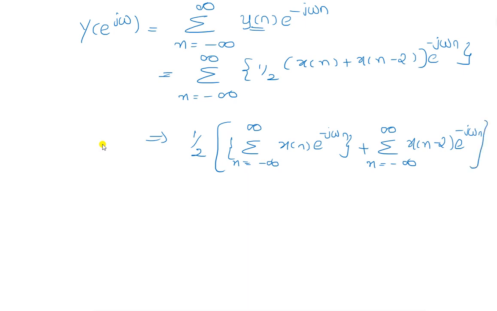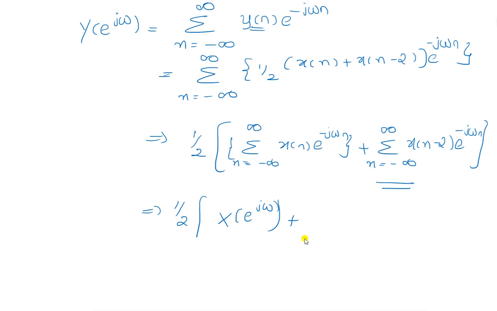Now this can be written as 1 by 2. This is in the form of the discrete Fourier transform of x of n, so this can be written as X of e to the power of j omega. But the second form is in the time shifting property. With the help of this time shifting property, we can simplify this given function.